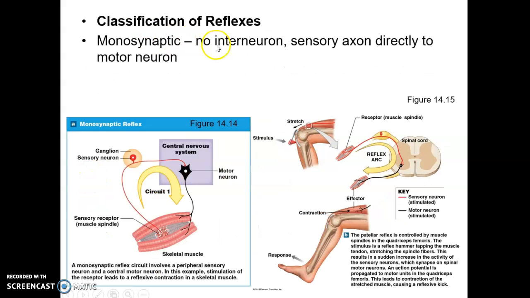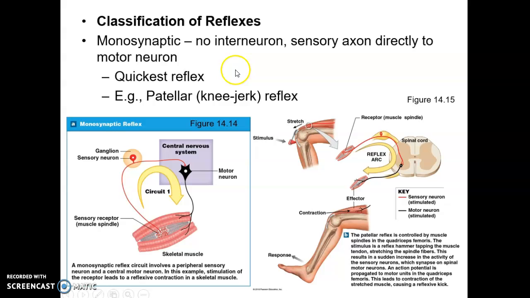So classification of reflexes: a monosynaptic reflex has no interneuron, one synapse. The sensory neuron synapses directly with the motor neuron. This is the simplest, fastest reflex arc because there are only 2 neurons involved. Quickest reflex because of that. So for example, the patellar knee jerk reflex, which is a stretch reflex, is an example of this.